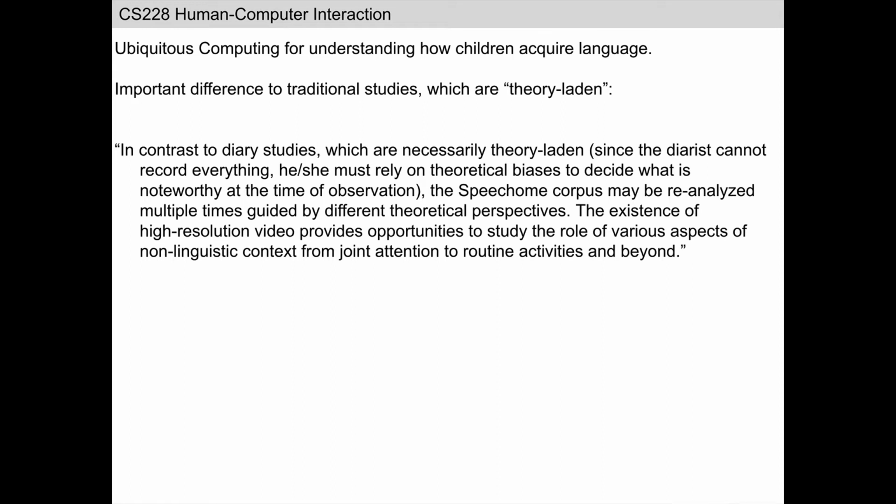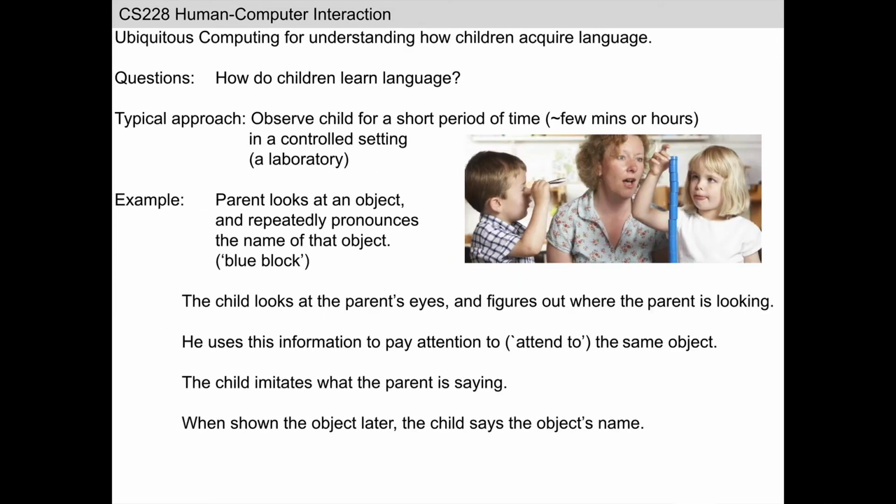So I gave you this example earlier. Imagine that someone has an idea that children learn language through joint attention. The parent looks at an object, says the name of that object. The child looks at the eyes of the parent, infers where the parent is looking. Child changes their gaze, they saccade away from the parent's eyes to the object, and then they say the name of that object.